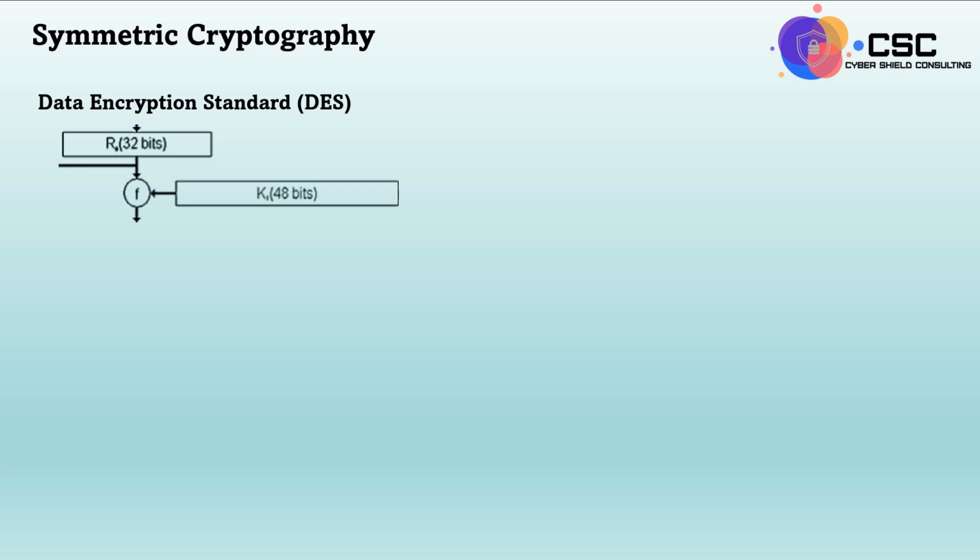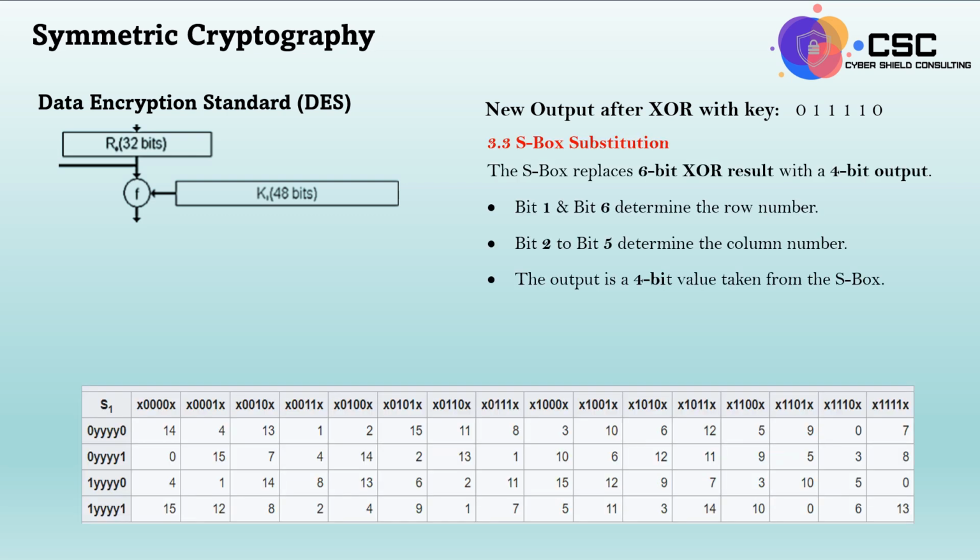This step is crucial for adding nonlinearity to the encryption, making DES resistant to attacks. The S-box, or substitution box, replaces the 6-bit XOR output with a 4-bit output. The compression helps create a more complex ciphertext, increasing security. To determine the new value, we use an S-box lookup table.